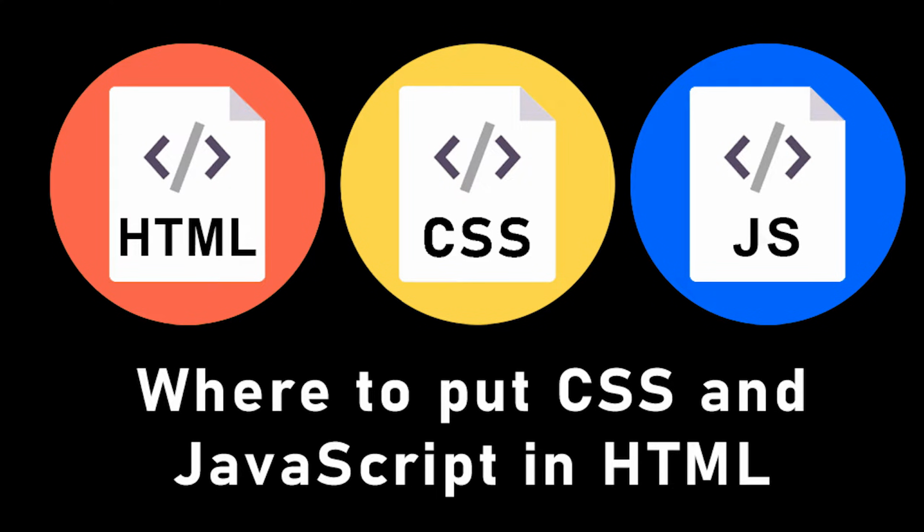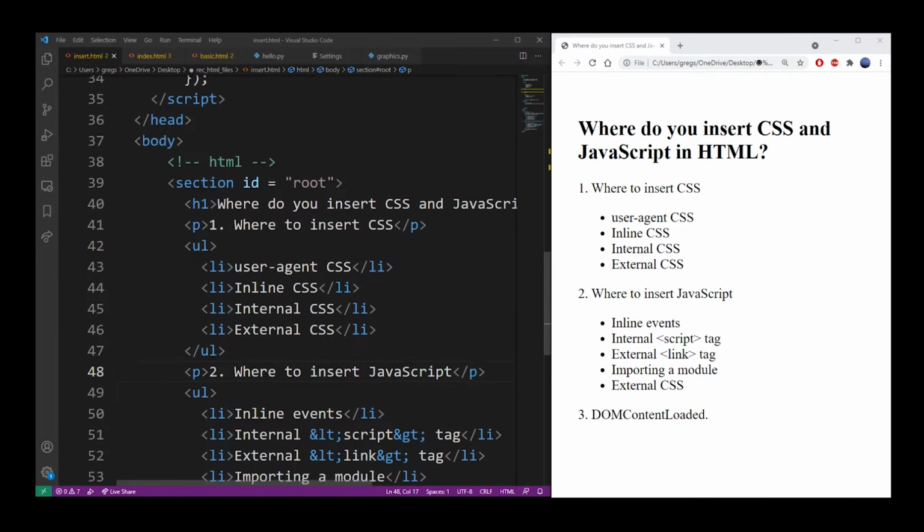In this tutorial, I'm going to show you where to put CSS and JavaScript in your HTML file. So here I have my basic HTML file. I'll start with inline CSS. All you have to do is type the style attribute directly into your HTML tag that you want to change. Then the equals and double quotes. So within these double quotes, you're going to type the CSS commands.